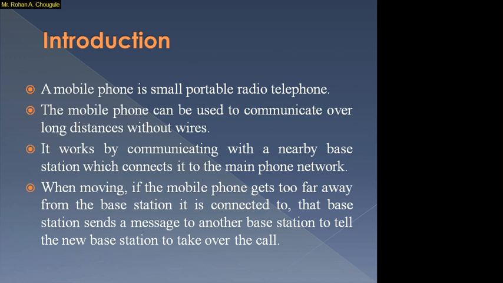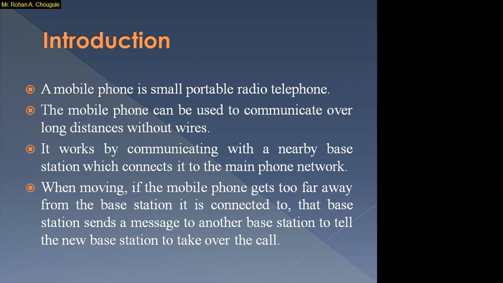While moving from one region to another, if the mobile phone gets too far away from the base station to which it is connected, then that base station sends a message to another base station to tell the new base station to take over the call. That means, suppose we are moving from one region to another. As I said, different regions have different base stations. So if we are moving away from our original base station, then that base station sends a message to the other base station into whose region we are moving, to take that call, and our call gets connected through that other base station.